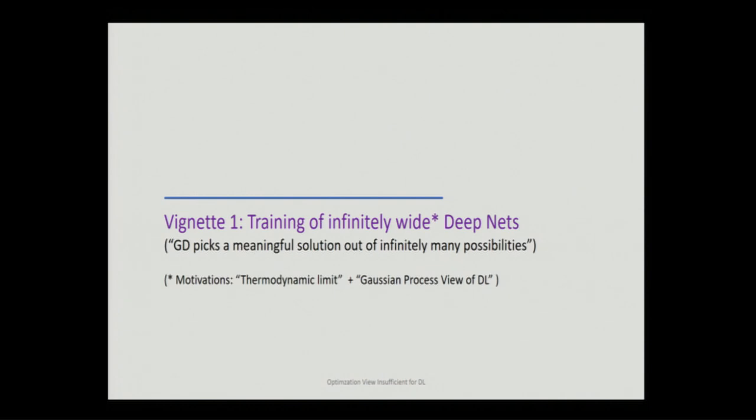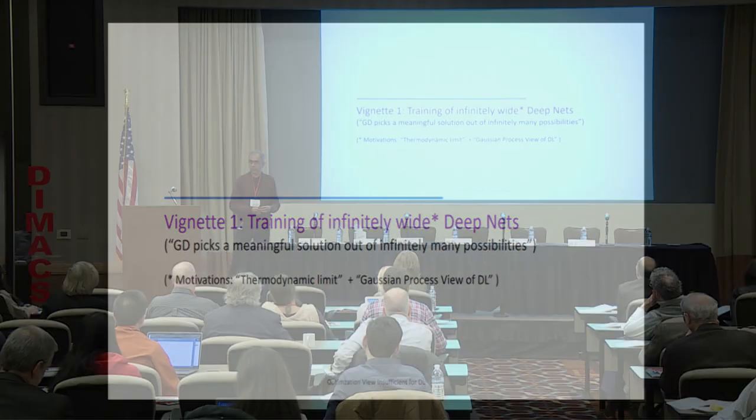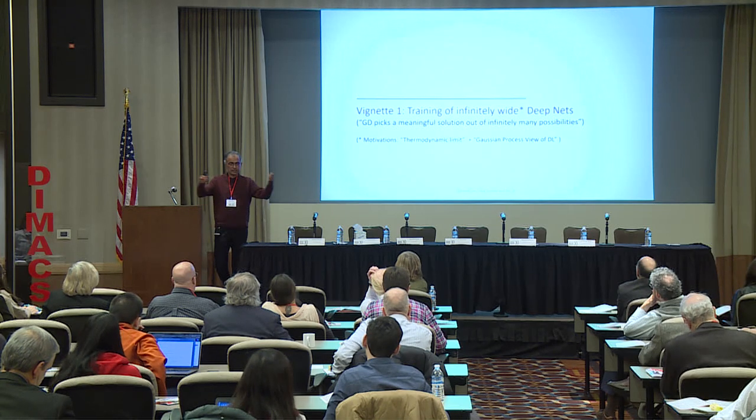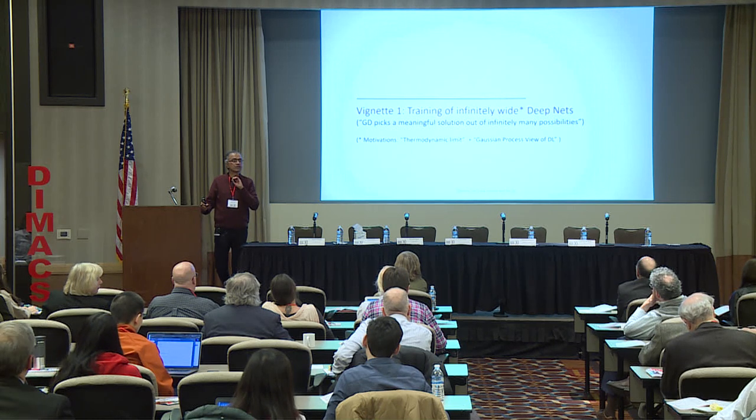So the first vignette is training of infinitely wide deep nets. Infinitely wide, I'll define, is some kind of a limit in the sense of the physics thermodynamic limit. It's also related to the Gaussian process view of deep learning, which I won't talk about. I'll say in a second what an infinitely wide net is. But the point here is that provably, there are infinitely many solutions, and gradient descent will pick a meaningful one.